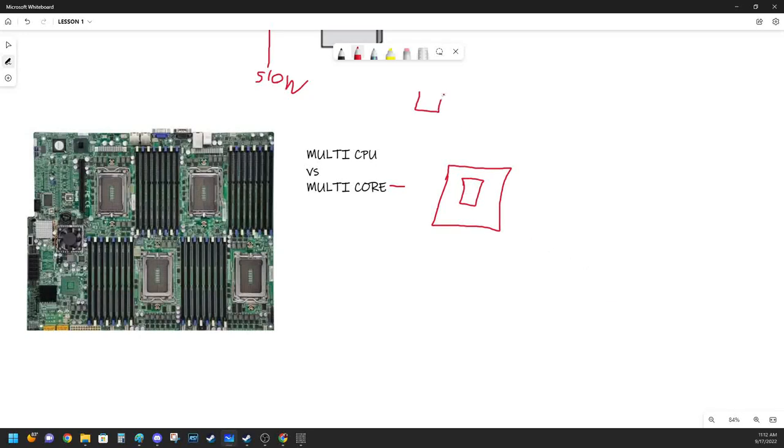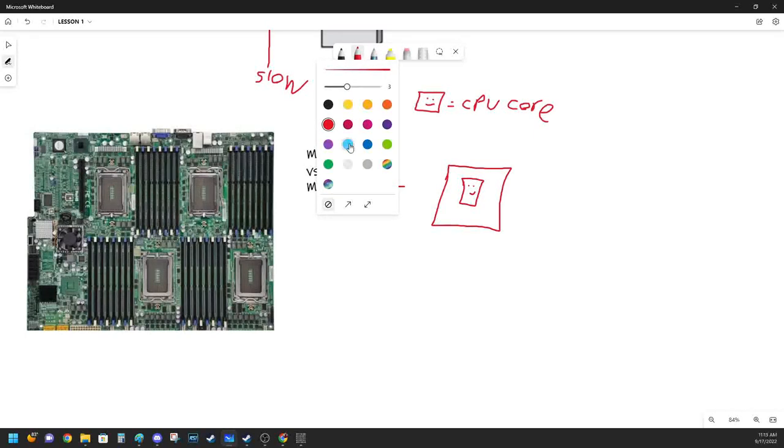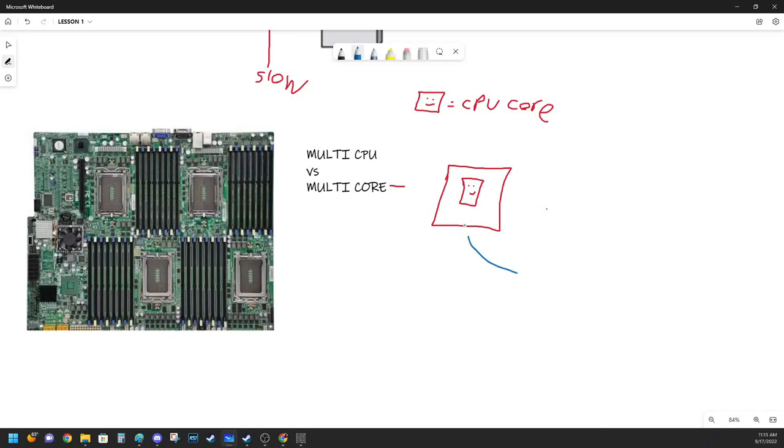Let's go ahead and make a legend for our little map here. That's a CPU core, so we're not confused. It's a happy little core. So originally, processors had one processor, one core. And that core could take one request and one output per clock cycle.